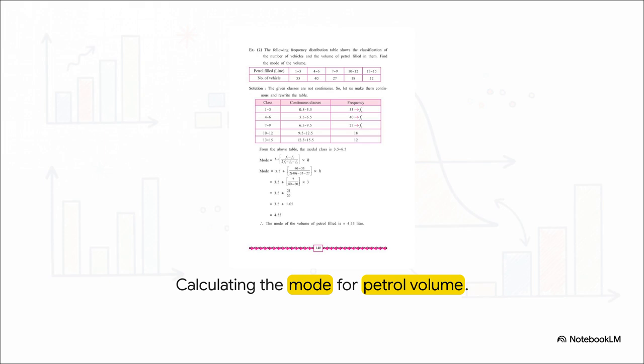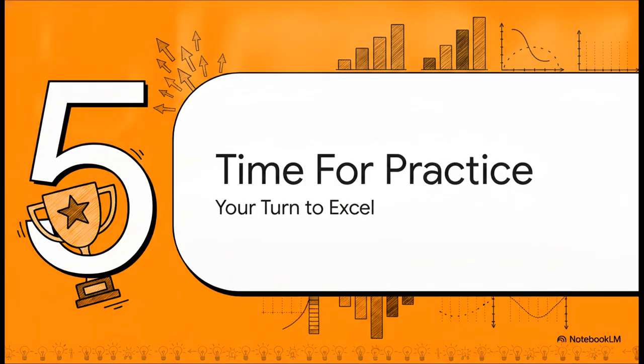We simply make them continuous first, using our 0.5 rule, giving us 0.5 to 3.5, 3.5 to 6.5, and so on. The highest frequency here is 40, leading us to our modal class. We carefully apply the mode formula, and we arrive at 4.55 liters. Excellent work.